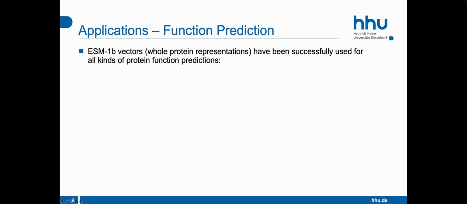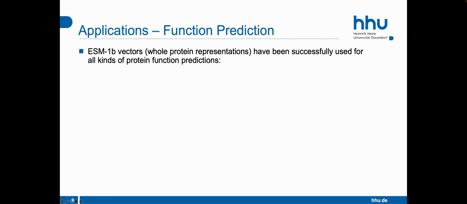On the previous slide, we have seen that the ESM-1b model generates representations that store structural information. But how about the function? Can we use the learned representations to predict the functions of proteins? Since we already know that protein structure determines the function of a protein, it is likely that we can do this. And indeed, ESM-1b vectors have been used successfully for a wide variety of different protein prediction tasks.